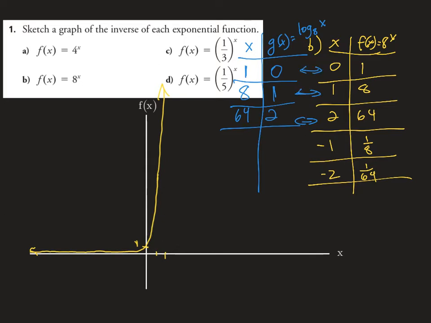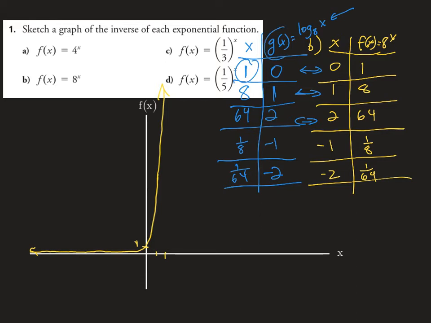And I'm going to talk about it a little further after I finish this. So 1/8 is going to be negative 1, and 1/64 will be at negative 2. So what we're saying is, when I plug in x as 1, right here, we're saying 8 to the what gives me 1. Well, that answer is going to be 0, because 8 to the 0 gives me 1.